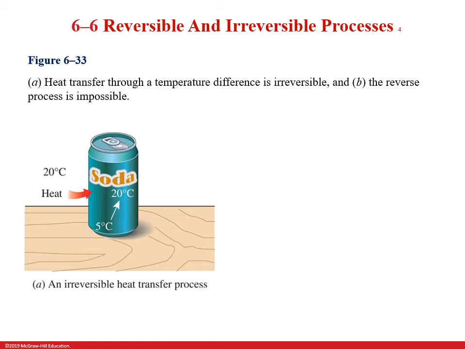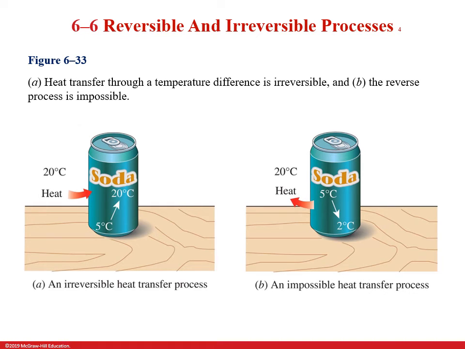Yeah, heat transfer through a temperature difference is irreversible, right? So for example, you've got this can of soda, you take it out of the refrigerator at 5 degrees C, you put it on the counter, and heat is transferred to it from the surroundings, and at some point it reaches 20 degrees C. And then it's a nice warm soda. And the reverse process is impossible, right? This is irreversible, but this is impossible. This is taking a soda can at 5 degrees C in a 20 degrees C environment, and it cools from 5 to 2 degrees C. This is an impossible heat transfer feat.